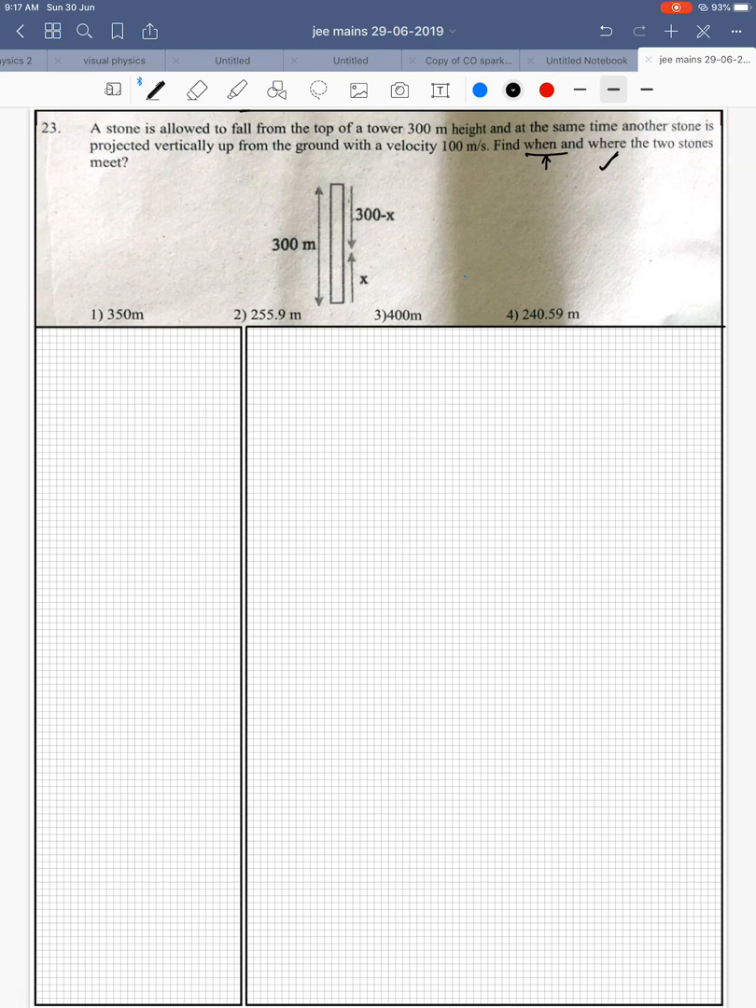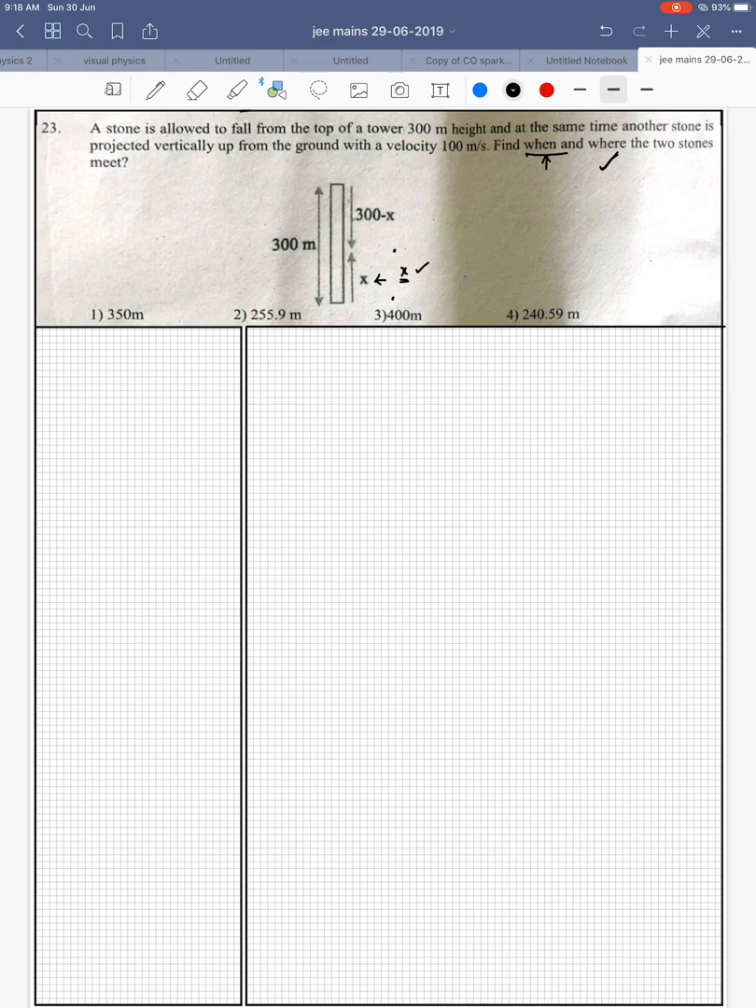I think he has given x, represented x, meaning maybe he is trying to ask for x. Whenever you see this question, you can tell, okay, when and where. I can tell my distance from the top of the tower as well, or from the bottom of the tower. But because he specifically mentioned from the bottom the position as x, most probably he meant to ask what is the value of x, the distance from the ground.